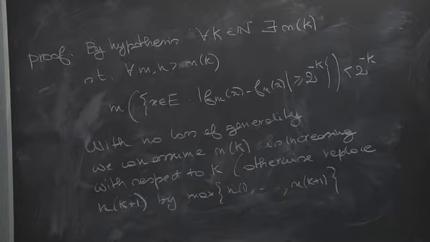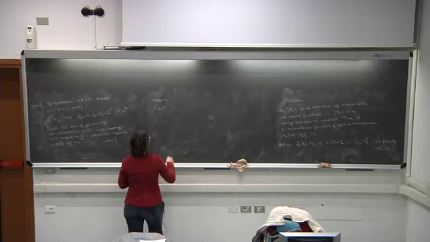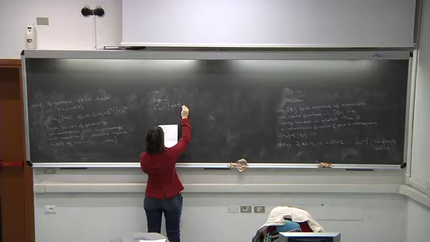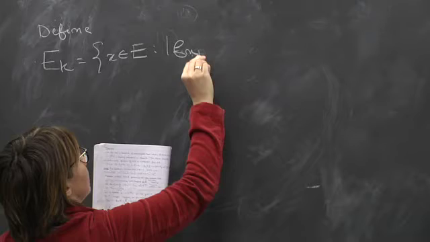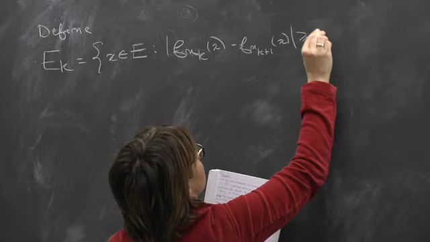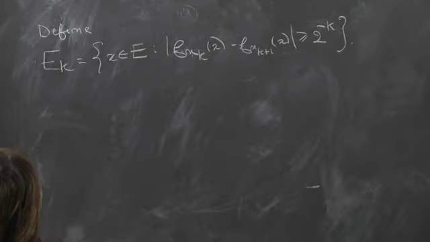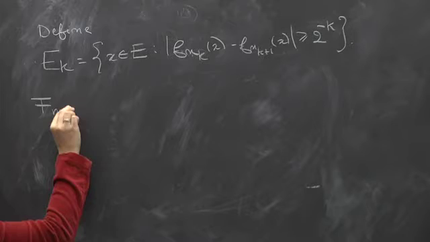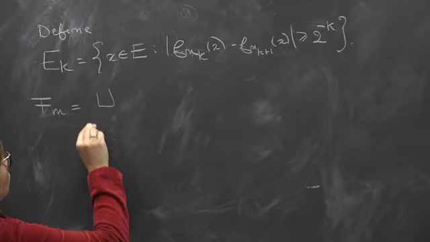So define E_k as the set of the points x in E such that we have that f_{n_k}(x) minus f_{n_{k+1}}(x) is larger or equal than 2^{-k}. Okay? And then we consider the union of these sets, starting from an index m. For instance, you take F_m to be the union for k which goes from m to infinity of this E_k.